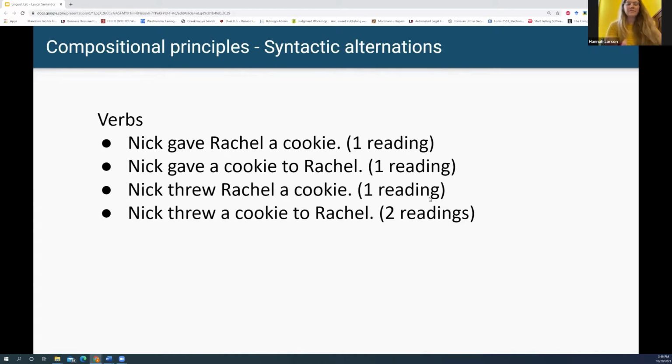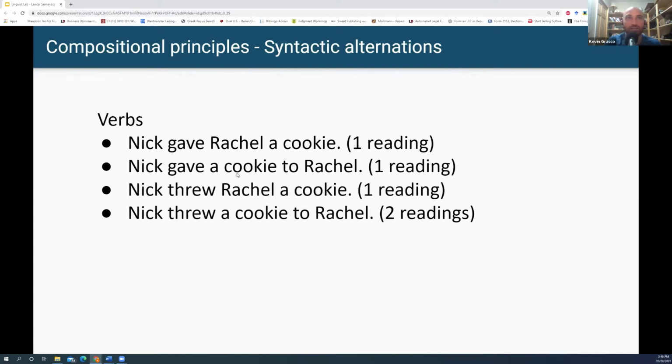This is called the dative alternation in English. A ton has been written on it. And what's interesting, right, is that give behaves differently. If you say Nick gave a cookie to Rachel, Rachel has to have the cookie.